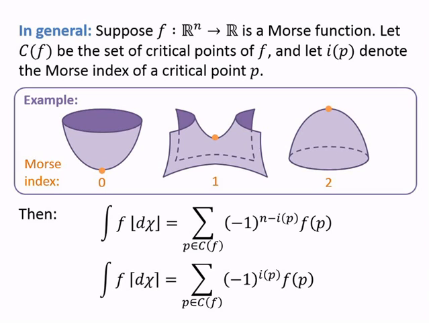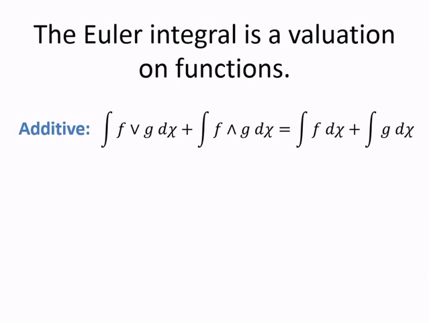the sum of the values of this type of critical point, minus the sum of the values of this type of critical point, plus the sum of the values of this type of critical point. So this is really nice. The Euler integral only depends on the critical points. And in fact, the Euler integral is a valuation on functions in the way I described. It is additive in this sense.